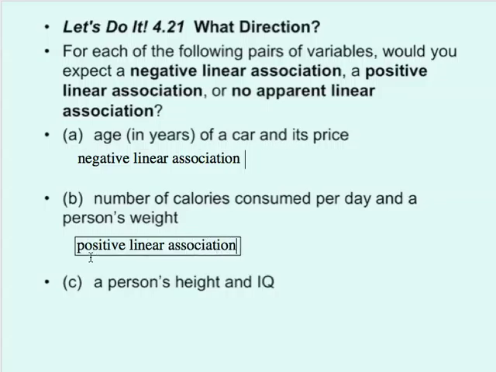And then what about a person's height and their IQ? Again, now we need to kind of preface the situation here. Let's assume that everybody in this study is of adult age. If everybody in the study is of adult age, then there would be what? No apparent association.